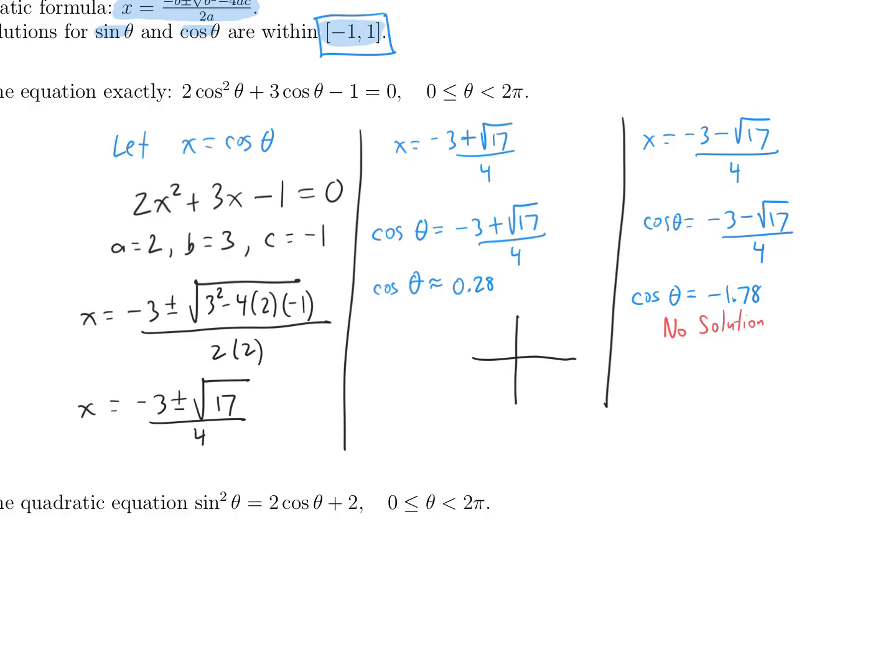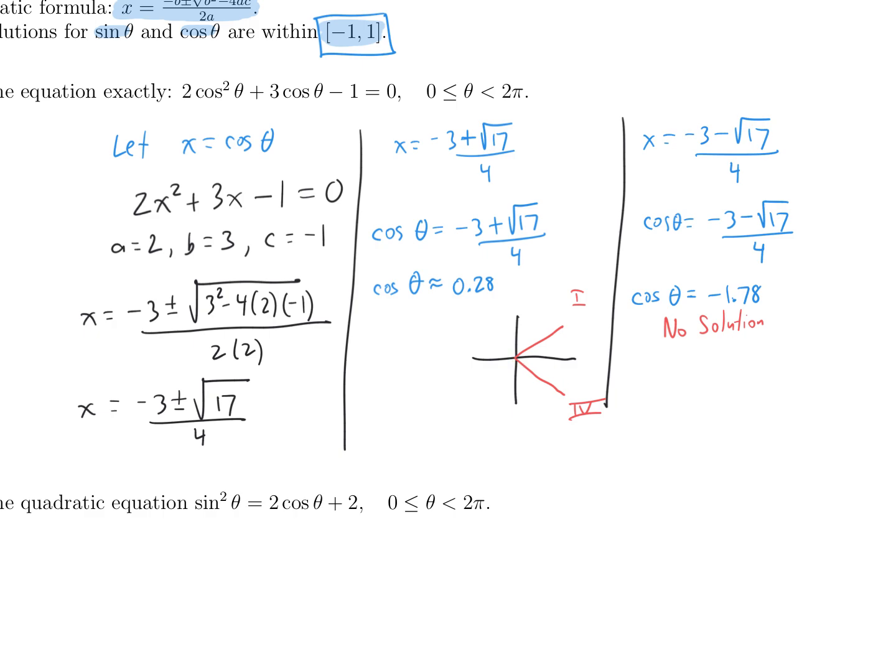Cosine is positive in this quadrant and this quadrant, 1 and 4. So this equation has two solutions, one in quadrant 1 and one in quadrant 4, because this is a positive number, 0.28, which means that theta has two solutions. One of the angles is in quadrant 1 and the other is in quadrant 4.